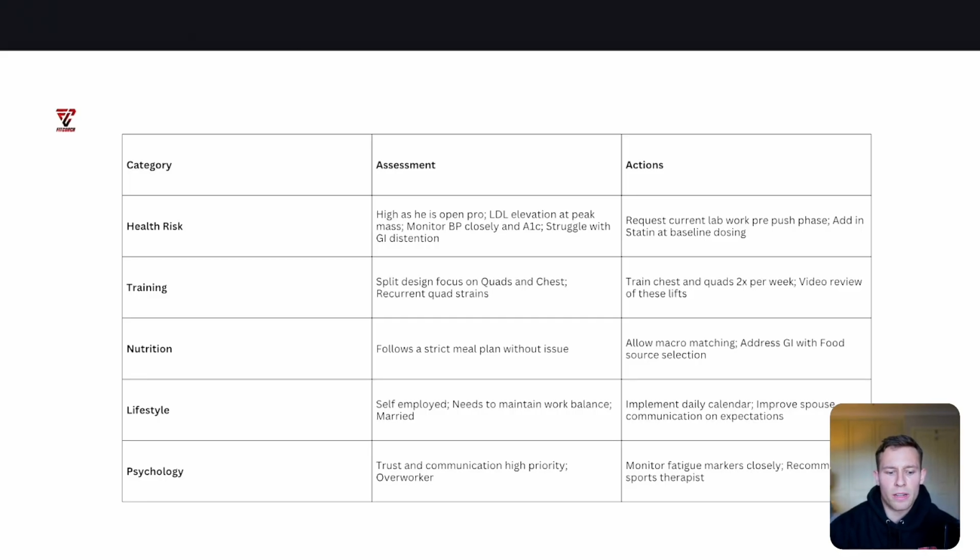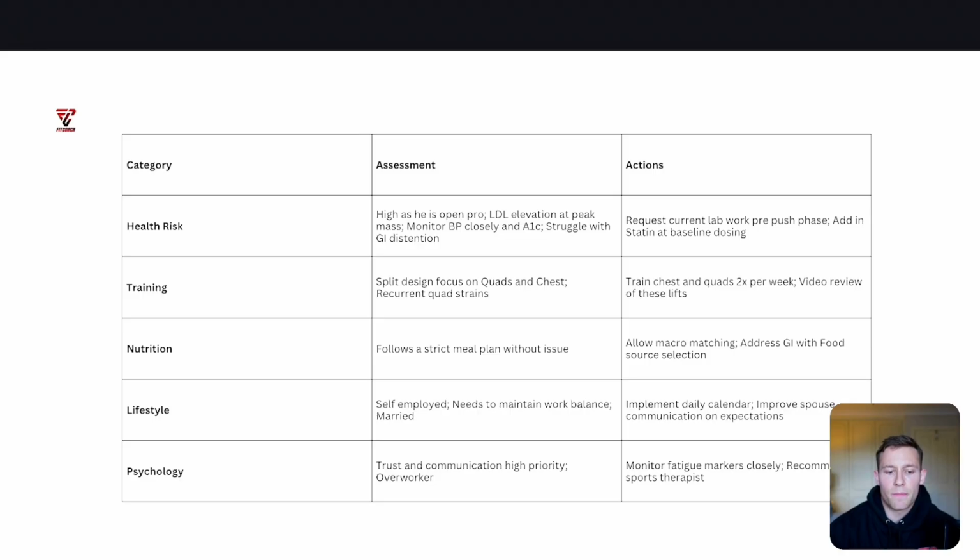We can break the off-season down into 3 sections: the category, the assessment, and the actions. On the left-hand side, we have health risk, training, nutrition, lifestyle, and psychology. We're going to go through maybe 2 or 3. So let's go with health risk.